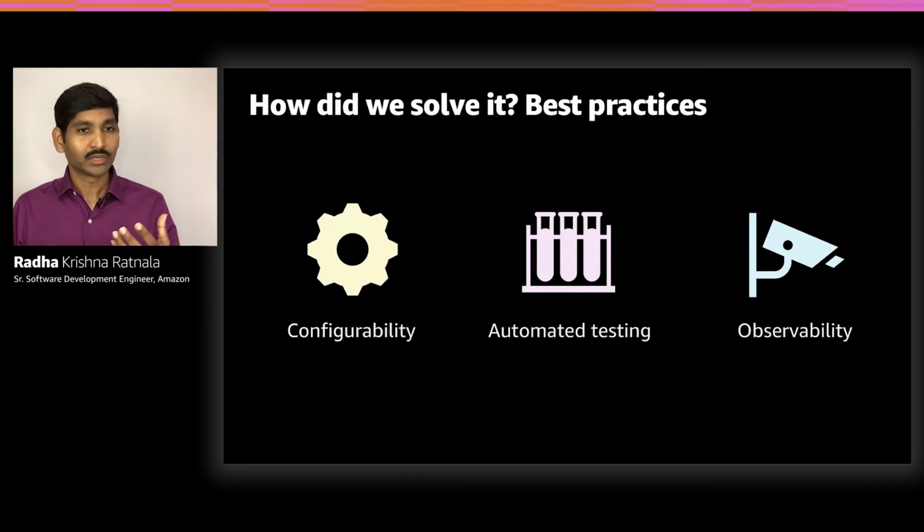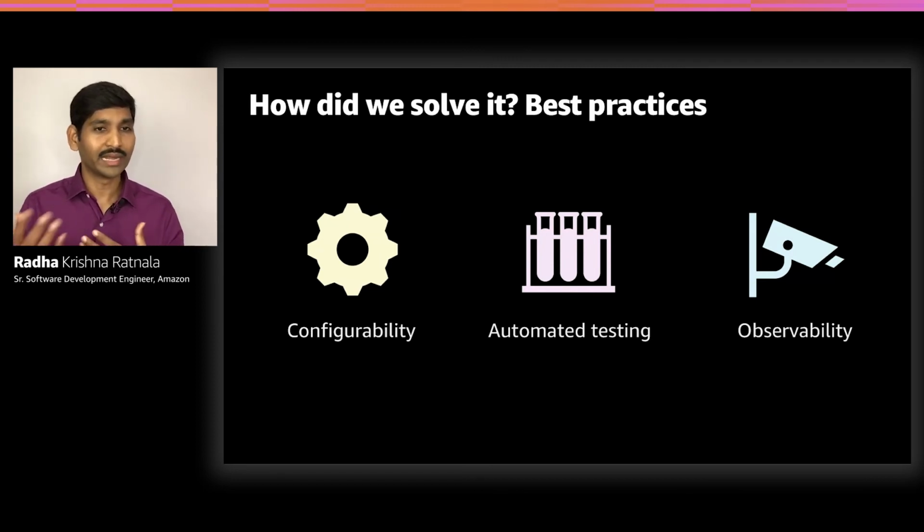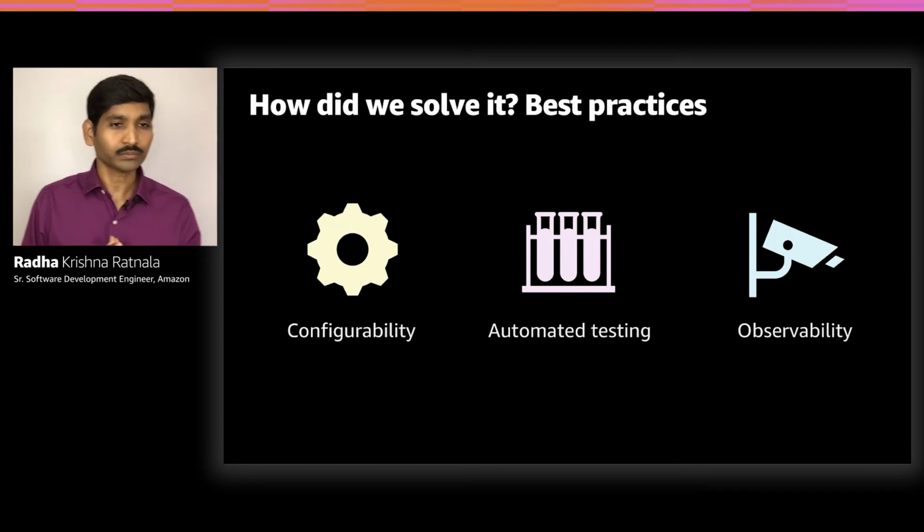So these are the Amazon engineering best practices. Configurability is the key because we want to enable or disable different algorithms for different businesses. So we used Systems Manager Parameter Store, which supports versioning as well as auditability.